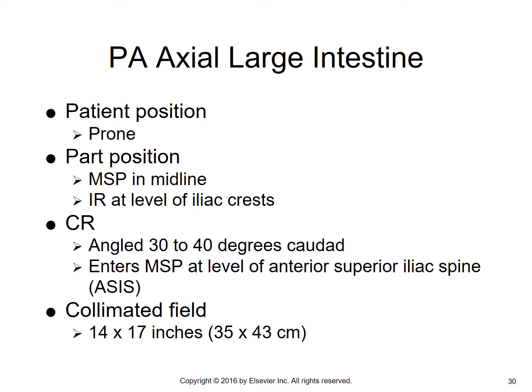PA axial, patient would be prone because it's a PA. MSP in the midline, IR at the level of the iliac crest. For the PA axial, there's an angulation involved of 30 to 40 in a caudal direction. So for PA axial, you're using a caudal direction. You're going to enter the MSP at the level of the ASIS, and you're going to use that collimated field of 14 by 17 again.